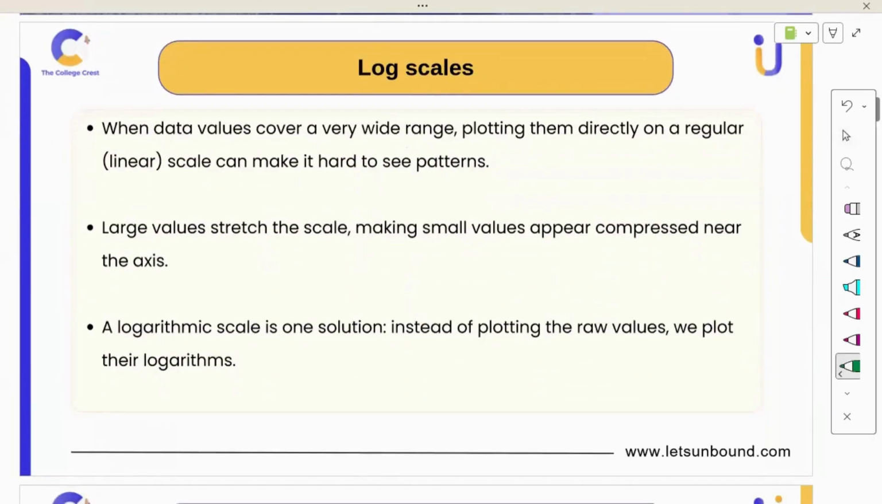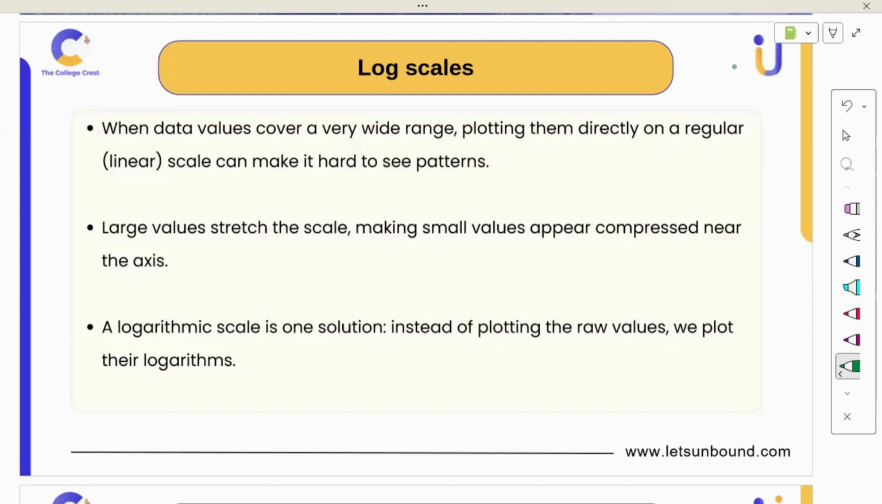So what is this log scale? Let's understand, because for plotting, we need to understand scales. Usually we will use a linear scale, right? But when your data values cover a very wide range, like 1,000, not just 1,000, like 10,000, a million, plotting them directly on a regular linear scale, where I skip by fives, tens, makes it very hard to see the patterns. If we see the pattern, we might suggest it's a cubic or an exponential or a linear something. The larger values will stretch your scale, making small values appear compressed.